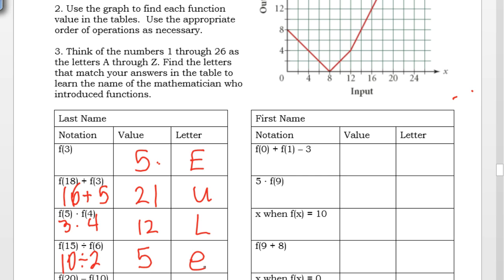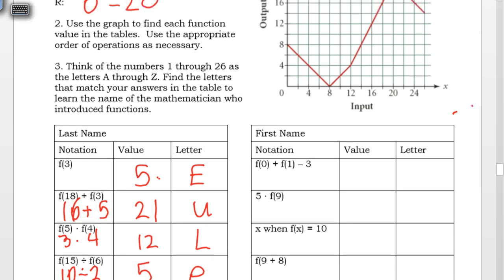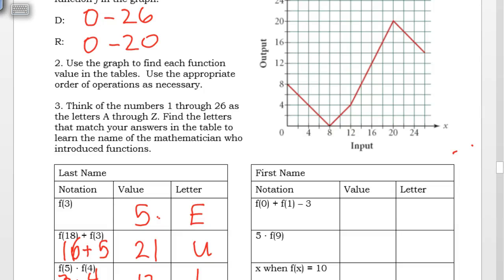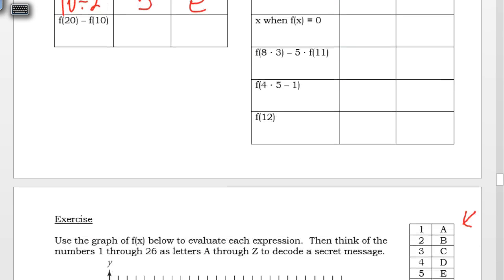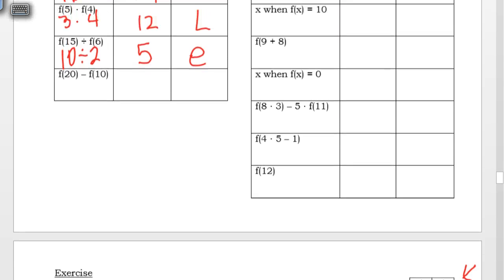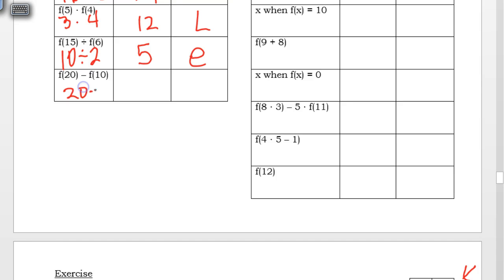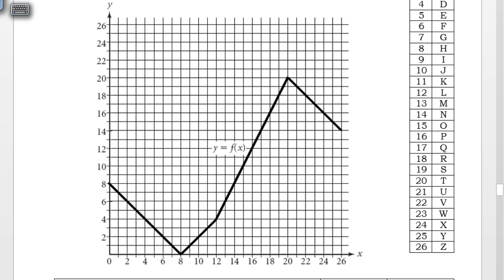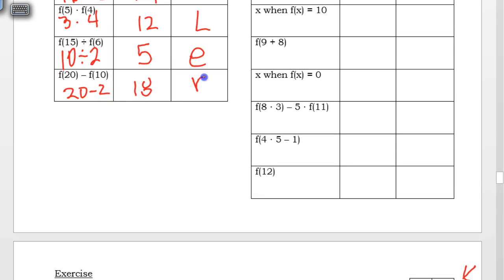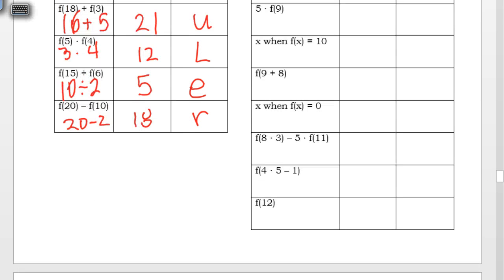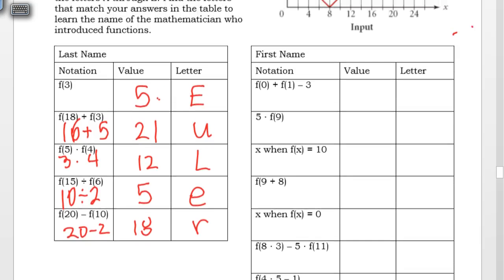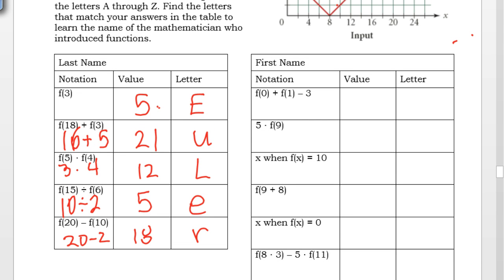The last one is f of 20 minus f of 10. So I'm going to move my graph here so I can see f of 20 comes out at 20, and f of 10 comes out at 2. So 20 and 2. 20 minus 2 is 18, and just to make sure, 18 is R, and that's the answer I wanted. The last name of the mathematician who first introduced functions was named Euler.